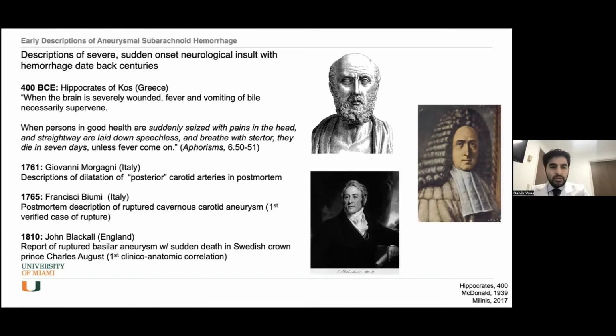But we progress a few centuries, and then we start seeing post-mortem cadaveric dissections demonstrating early evidence of aneurysmal dilation. So in the 1760s in Italy, we start seeing descriptions of the posterior carotids having these dilatations. And then Francisci Buemi, actually in 1765, publishes the first post-mortem evidence of a ruptured cavernous carotid aneurysm in a patient who also presented with a sudden onset headache and died a couple of days later. But it's really not until 1810 that aneurysmal subarachnoid hemorrhage begins to be considered as a clinical entity. It starts with John Blackhall, who was a physician out in London, who describes a ruptured basilar aneurysm in the Swedish crown prince.